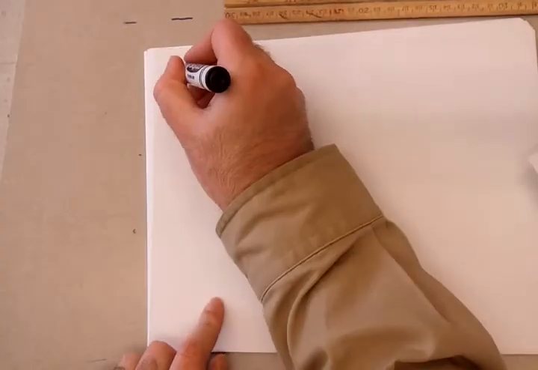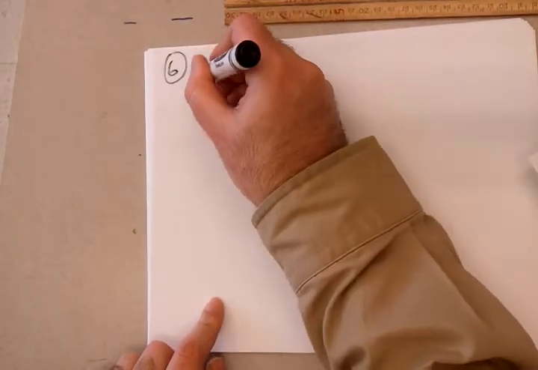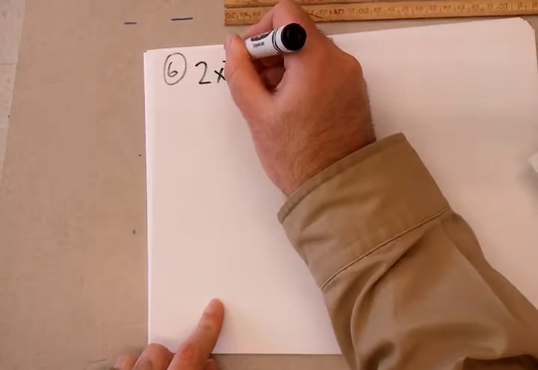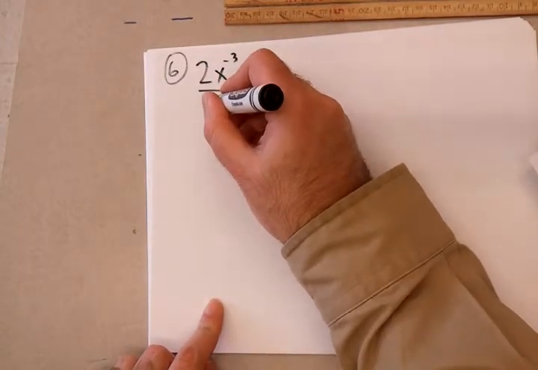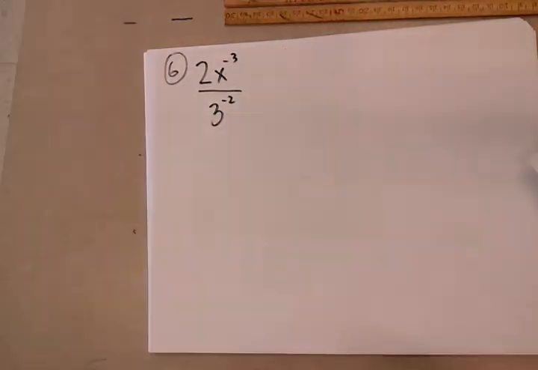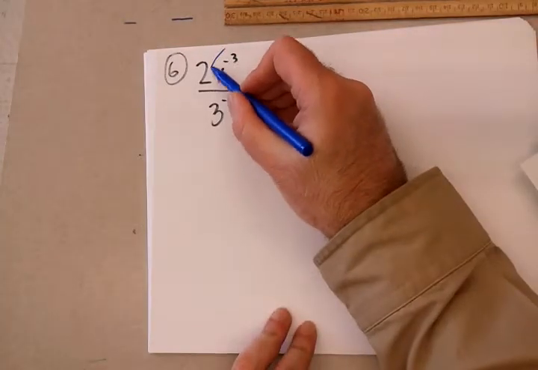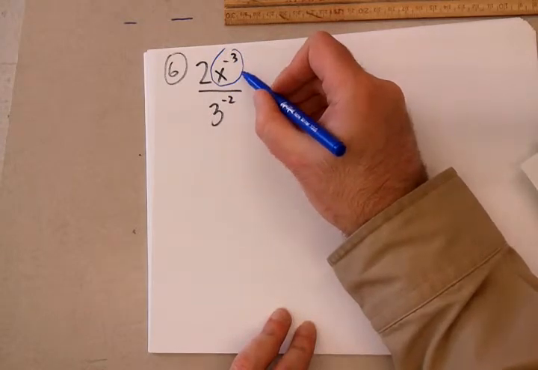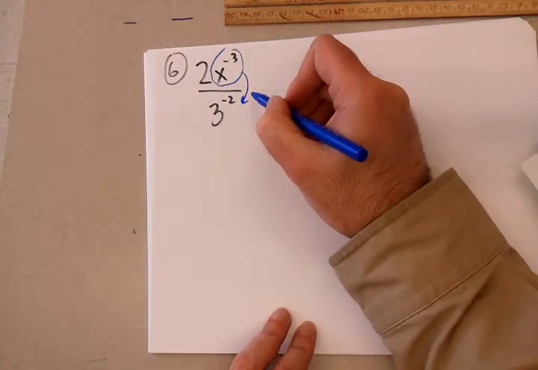Moving along to number 6, we have 2x to the negative third all over 3 to the negative second. So now we're done with roots. This is problems from section 8.3. In a problem like this, you want to flip or take the reciprocal of anything with a negative exponent in order to make it positive, because we can't leave a problem alone with just negative exponents. So this has a negative exponent. It's in a numerator. It's going to flip down to the denominator.